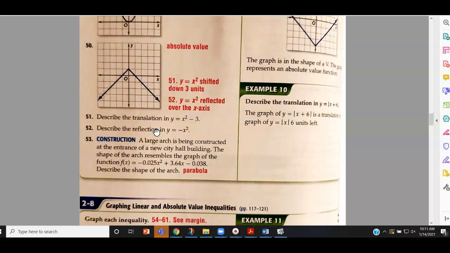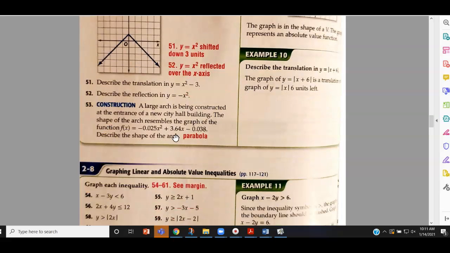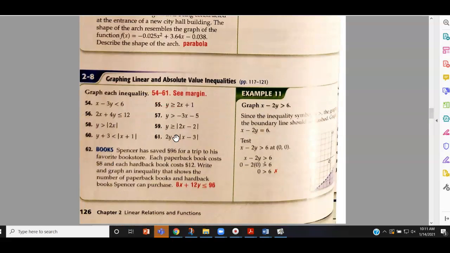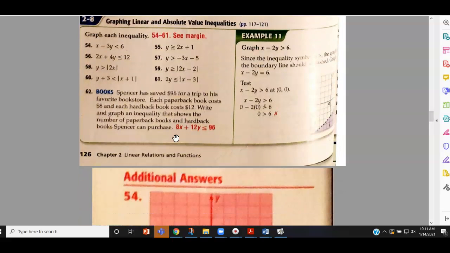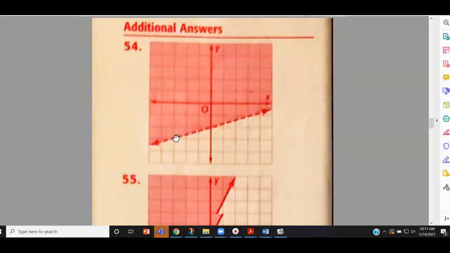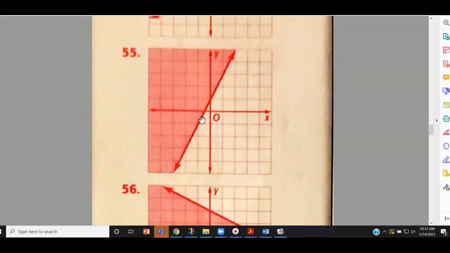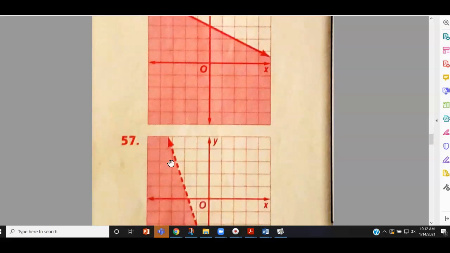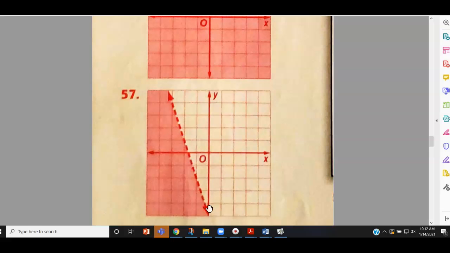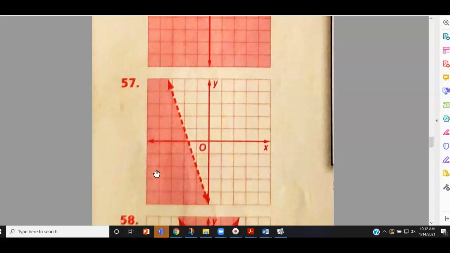52, again, you're just telling me that it's reflected. You see that negative from the parent function? That means reflected. Okay, and then jumping down to 55. That's a linear line. It's solid, shaded above. 57 is dashed and shaded below.